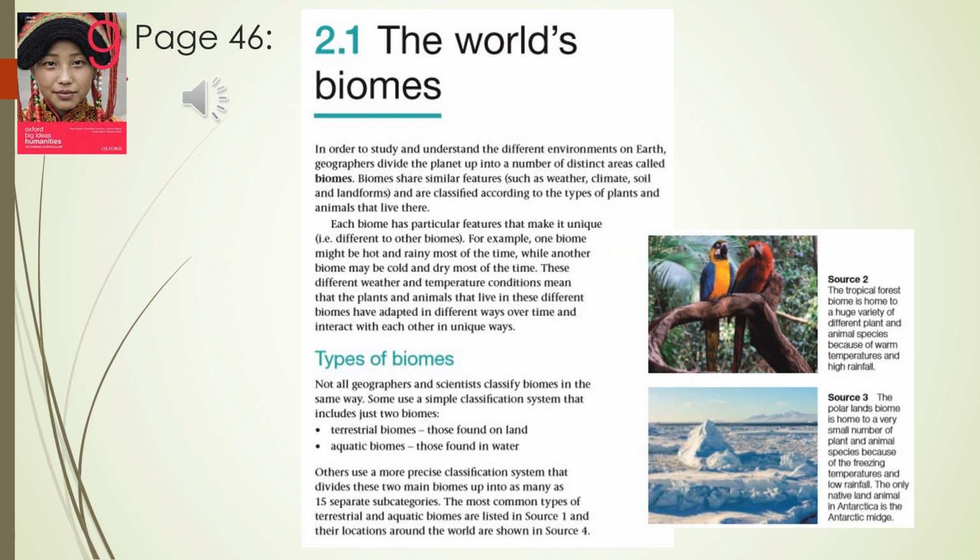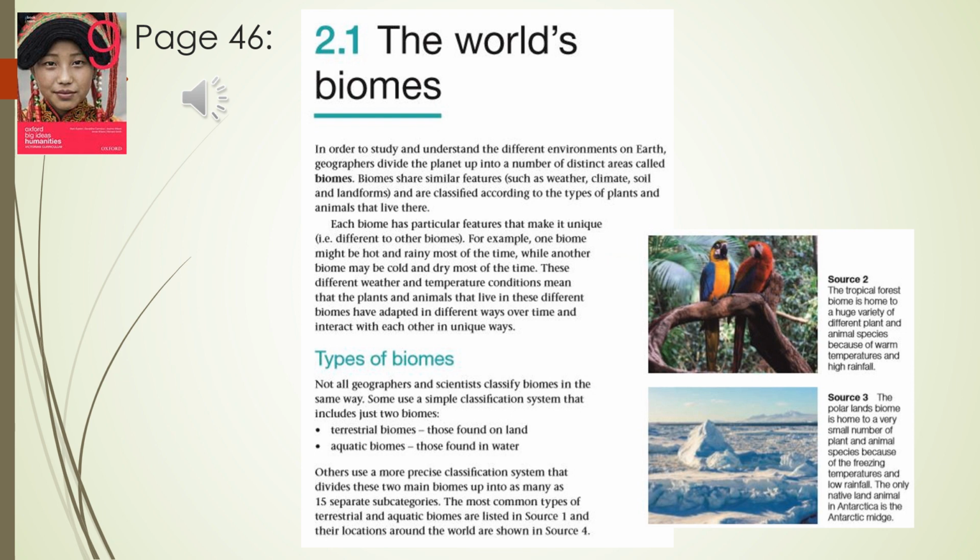Each biome has particular features that make it unique, so make it different from other biomes. For example, one biome might be hot and rainy most of the time, while another biome might be cold and dry most of the time. These different weather and temperature conditions mean that the plants and animals that live in these different biomes have adapted in different ways over time and interact with each other in unique ways.